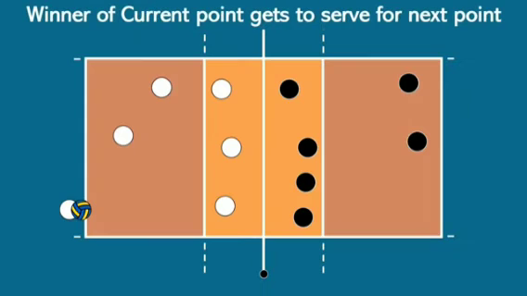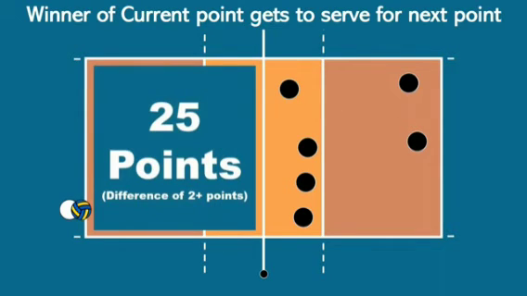The winner of the current point gets to serve for the next point. So if the white team is serving and they win the point, then they serve for the next point. They win the point, they serve for the next point. They keep on serving as long as they keep on winning points. Once they lose the point, then serve goes to the black team. And then they would serve until they lose a point. Once they lose a point, serve goes back to the white team.